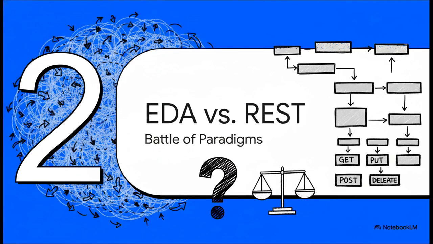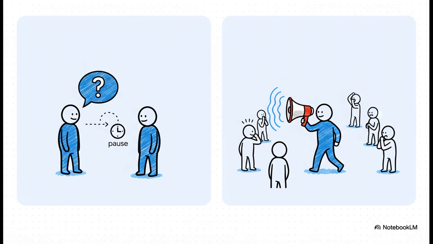Okay, so how does this new way of thinking stack up against something most of us are familiar with, like a traditional REST API? And look, this isn't about which one is better. It's about understanding that they are different tools for very different jobs. At its core, the difference is actually really simple. REST is like a conversation. You ask a question and you stand there waiting for a direct answer. EDA, on the other hand, is like a broadcast. You just announce that something happened to the whole world, and then you move on. You just trust that whoever needs to hear it heard it. It's truly fire and forget.